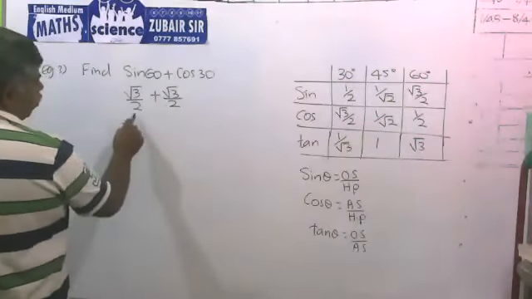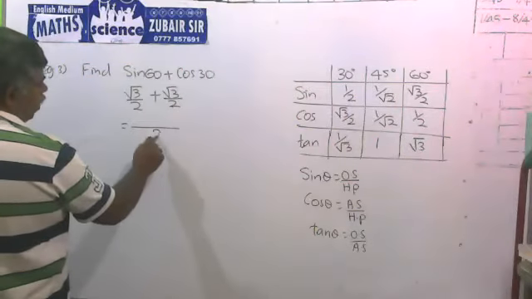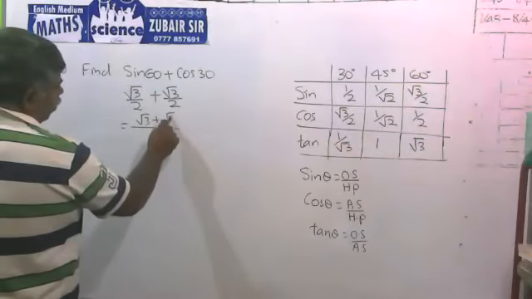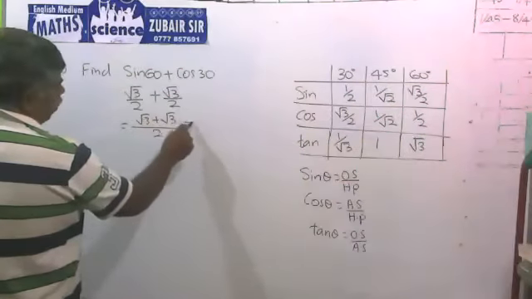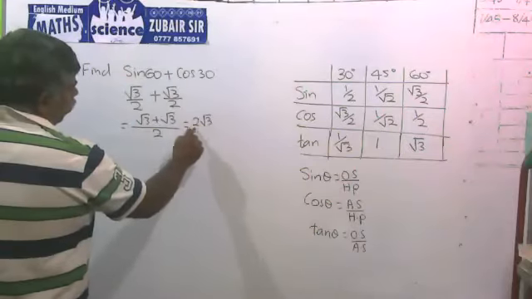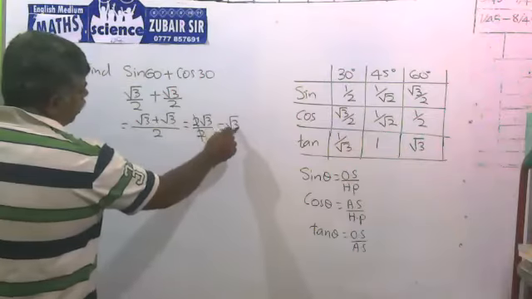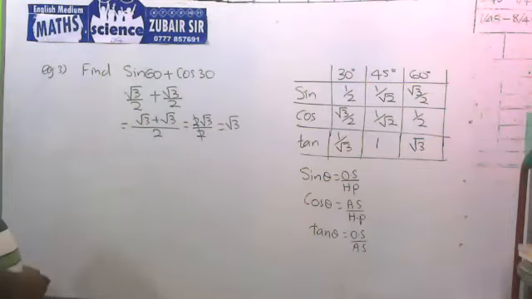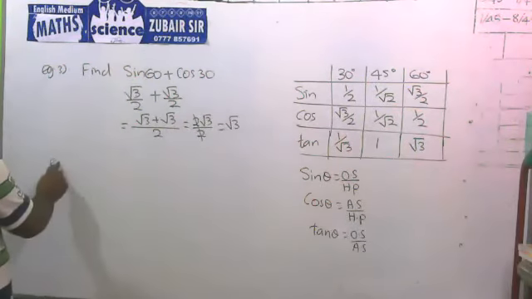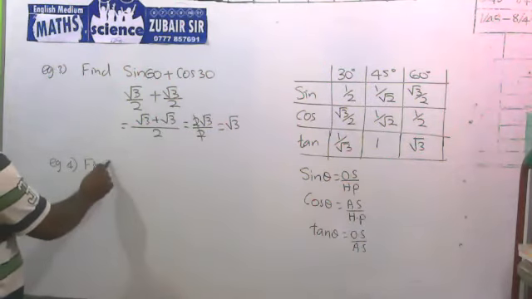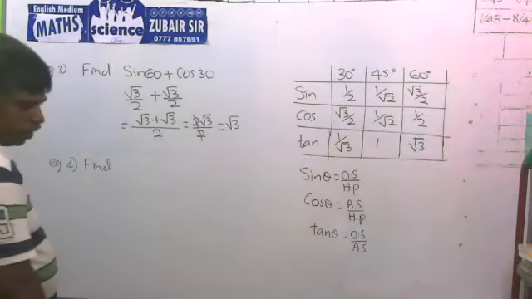Then if you add these two, see 2, 2, so LCM 2, then here root 3 plus root 3. So then upper part root 3 plus root 3, 2 root 3 over 2. Then 2 and 2 get cancelled, root 3 remains. So sine 60 plus cos 30 is equal to root 3. Copy as example 3 and try to find this.